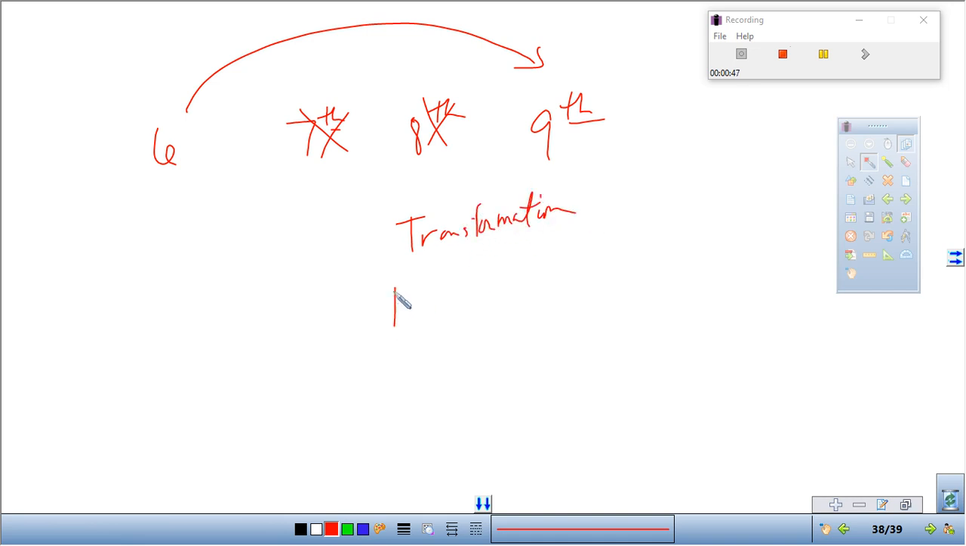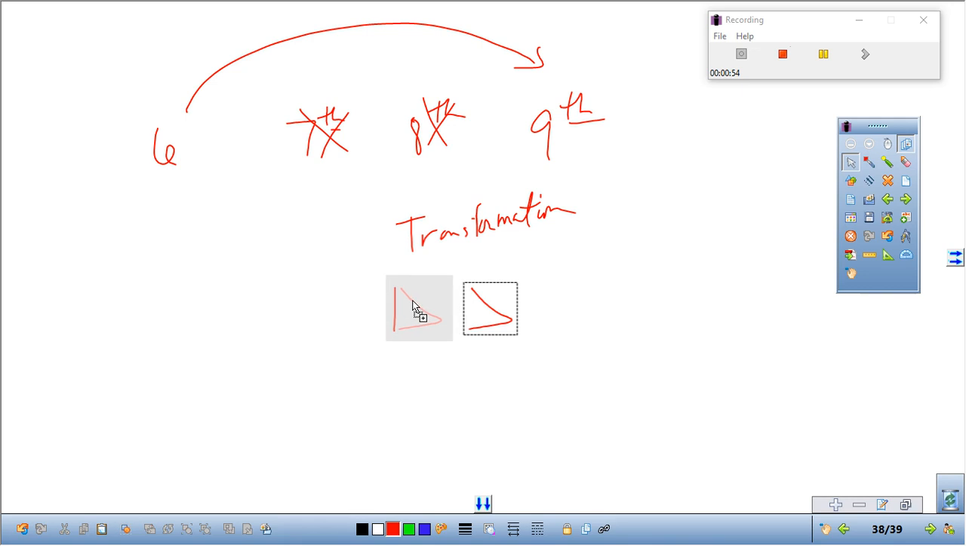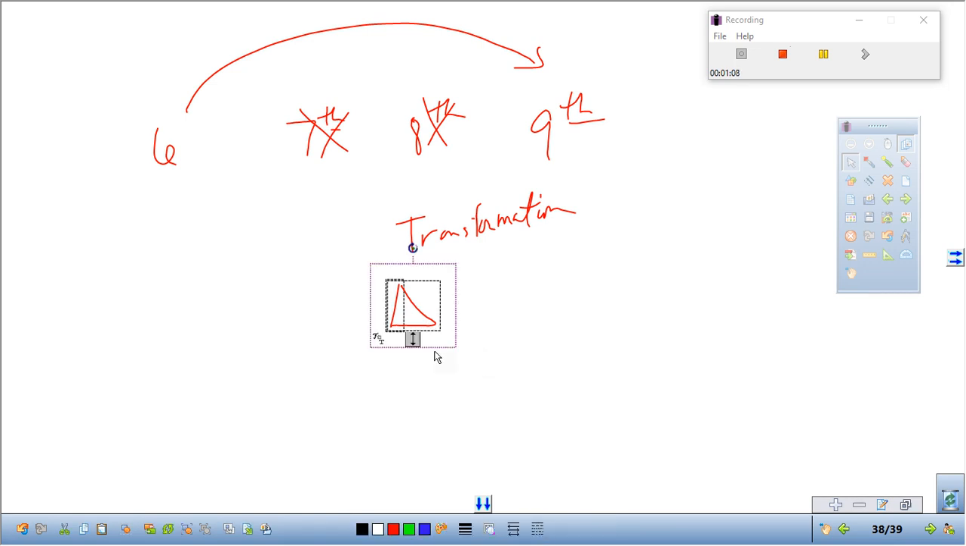So transformations, real quick, is just a change. So we can have a triangle here, and you can slide it over. You changed it. That's a transformation, okay? We can get that triangle here, and we can turn it. It's the same triangle.